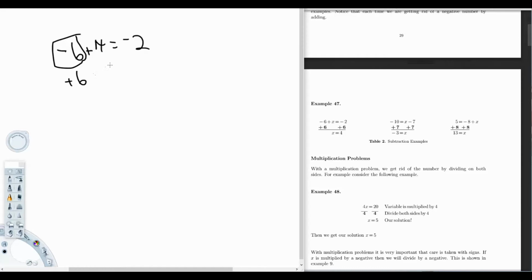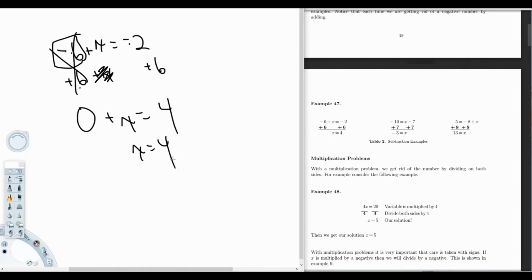Plus 6 plus x. No, I don't write that. And we have to add it to the other side too. So minus 6 plus 6 equals what? 0 plus x equals negative 2 plus 6 equals 4. So x equals 4. See that?